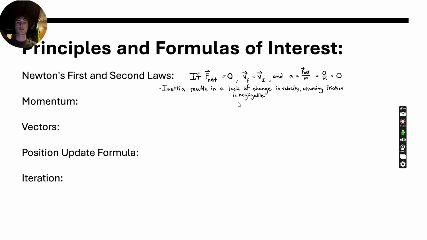The central principles or formulas of interest during the lab were Newton's first and second laws, meaning if an object is at rest and there's no force acting upon the object, it will remain at rest. And similarly, if the object is at a constant velocity and there's no force acting upon the object, or the net force is zero, then there will be no change in the velocity.